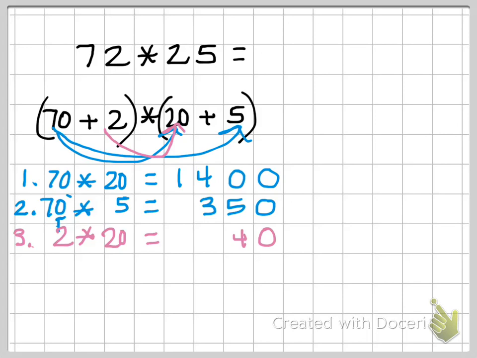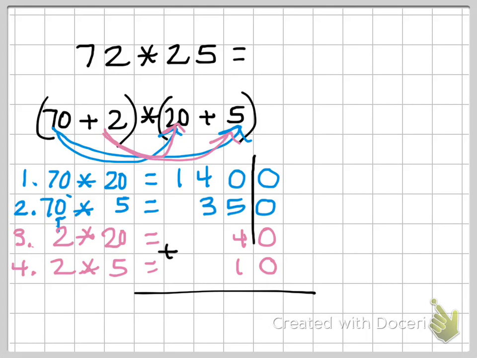Alright, let's see. We have our last wrestling match. And that is the 2 times the 5. And we all know that 2 times 5 equals 10. Are we ready to put those partial products back together? Remember, line up that place value. It is so important anytime you're adding.